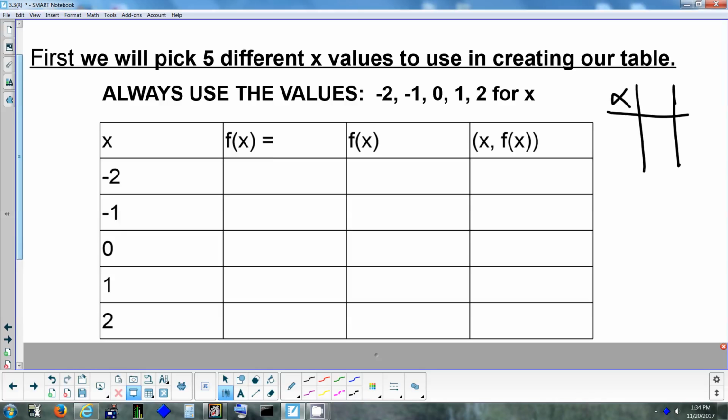This shows you what the chart's going to look like. We haven't given you the function yet. This is just what the chart's going to look like. Alright?